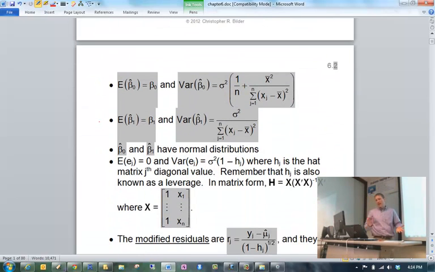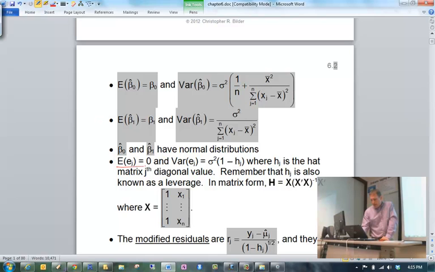Of course, beta hat 0 and beta hat 1, the estimates, or estimators, I should say, are unbiased. And we have corresponding formulas for the variances that we can also derive. These beta hats have normal distributions. You can easily show that because of the y's having a normal distribution and the epsilons having a normal distribution.